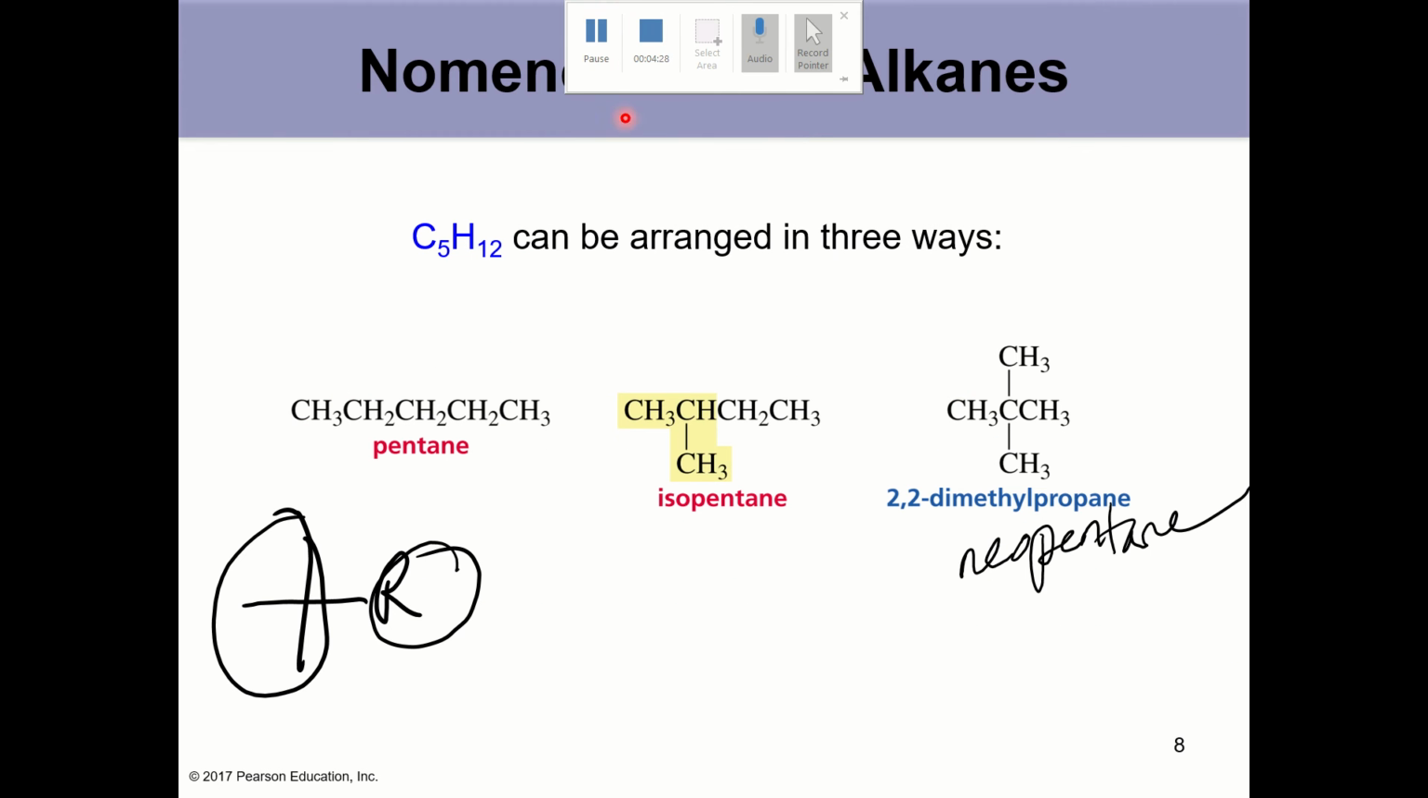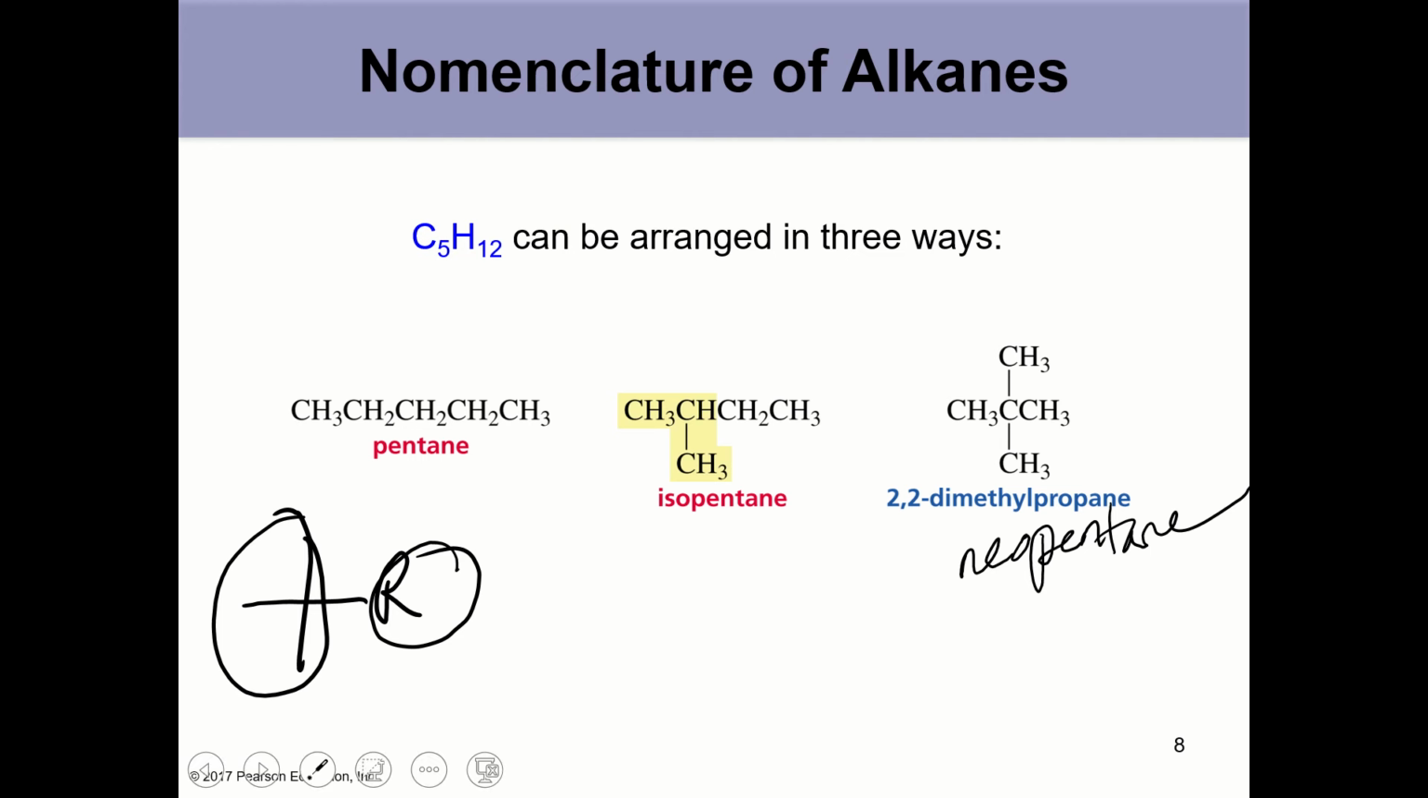For nomenclature of alkanes, if we look at a 5-carbon molecule, we can draw it in 3 different ways. We can draw it as a straight chain with each carbon connected in series. We can draw it as having a 4-carbon chain with a 1-methyl branch. And we can draw it as a 3-carbon chain with 2 methyl branches. So the systematic name for this middle one would be 2-methylbutane.